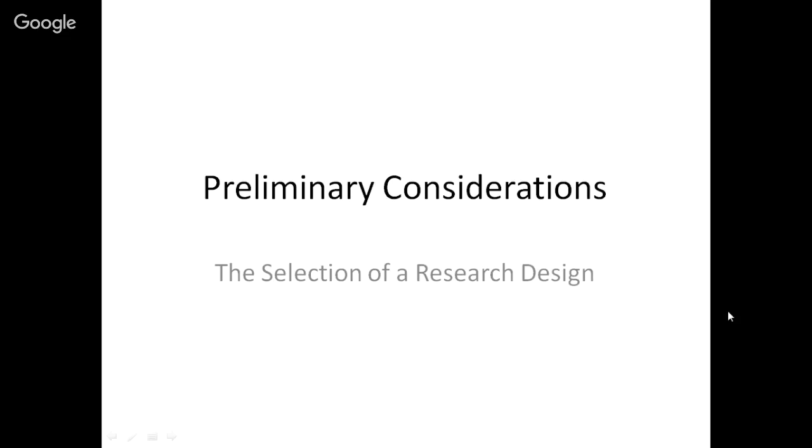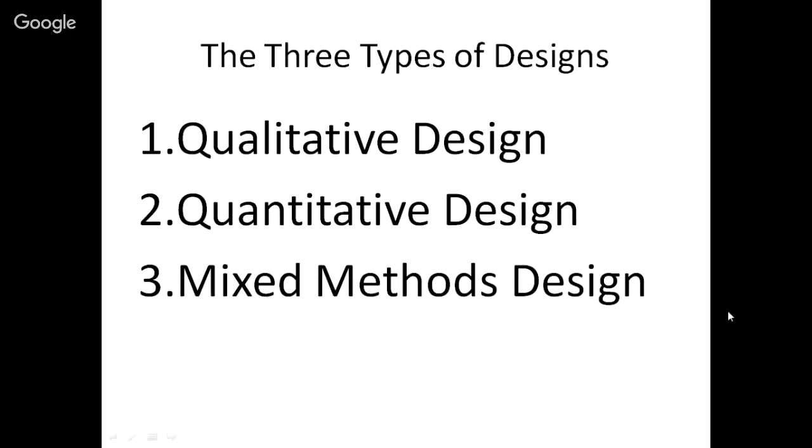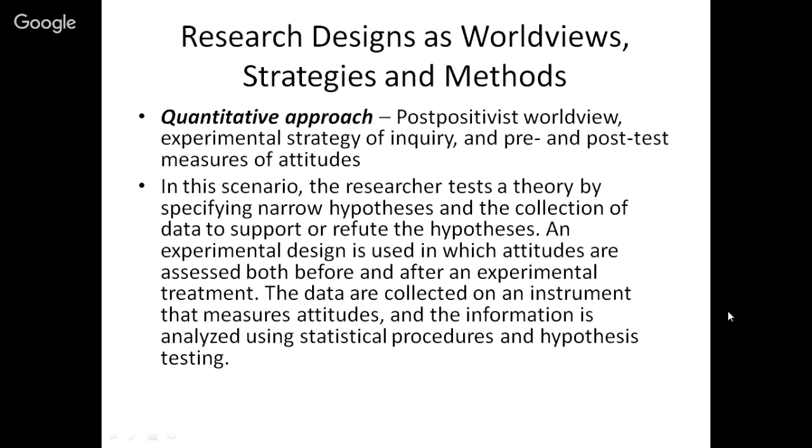Our primary considerations: the selection of a research design. There are three types of designs in research. And so there's qualitative, quantitative, and mixed methods design, which is a combination of numbers one and two. And so we're going to get into the details of what that is.